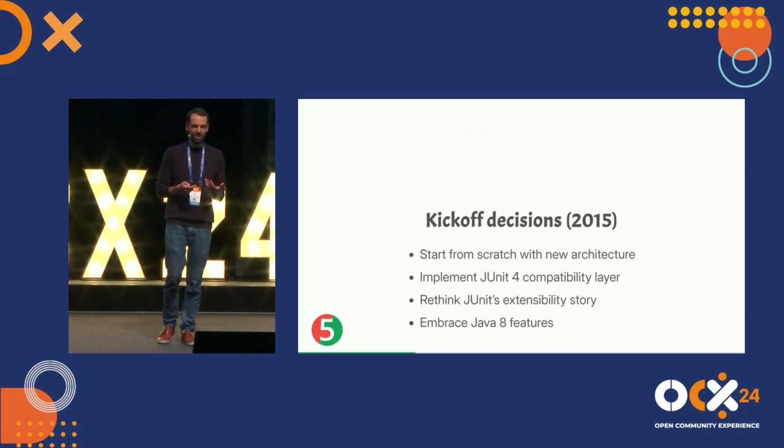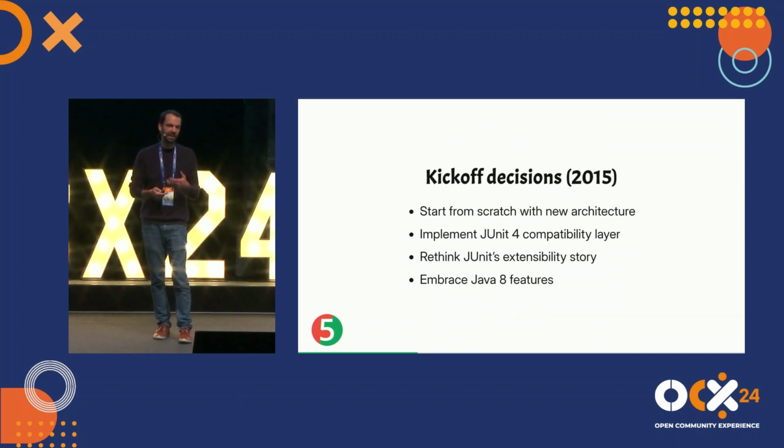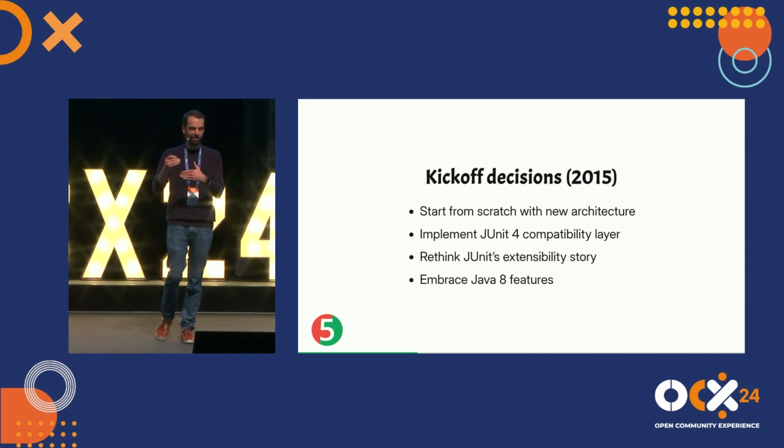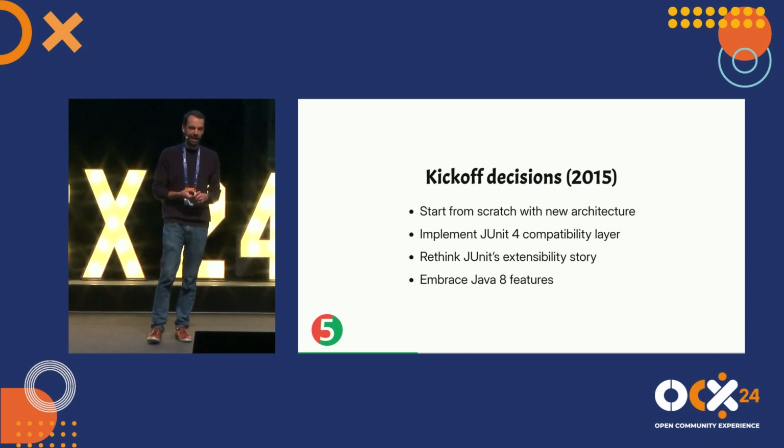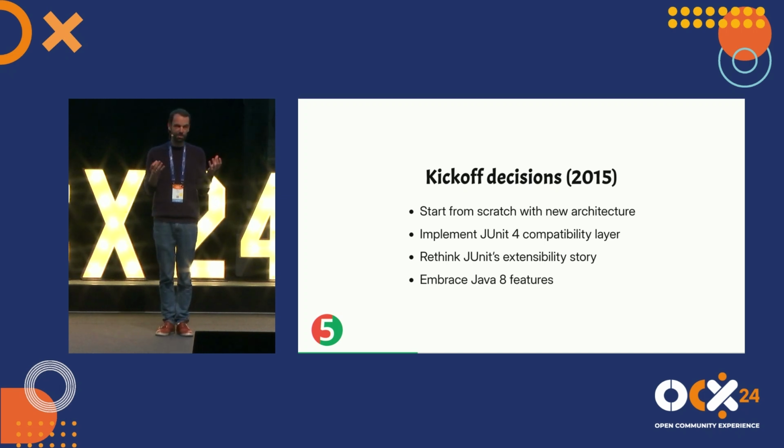And we had some decisions at the end of it. So we decided we would start from scratch with a new architecture. So we'd not continue to evolve the JUnit code in a way. We would, of course, take inspiration from it. And we would also implement a compatibility layer so you could still run old tests using this new thing, whatever it would be. At the same time, we also wanted to rethink JUnit's extensibility story, like runners versus rules. There should be one concept that's composable, ideally.